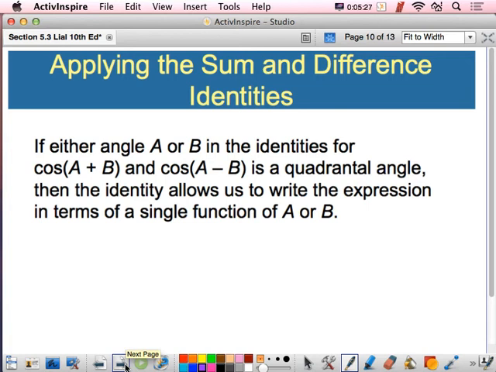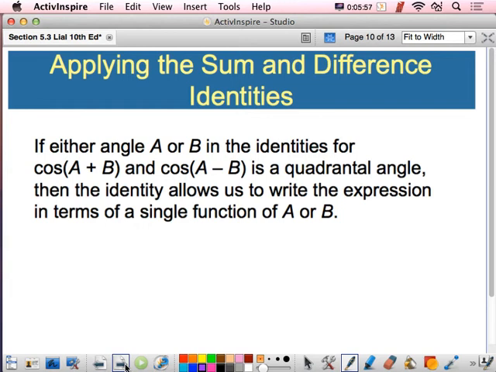Applying the sum and difference identity. Now the problems get a little different after this, so if you're going to have any trouble, it's going to be with the last few. Here it points out that if either angle A or B in the identities for cosine A plus B and cosine A minus B is a quadrantal, then the identity will allow us to write the expression in terms of a single function of A or B. So like cosine of A minus sine of B or something. Well, it'll depend on what the other angle is.